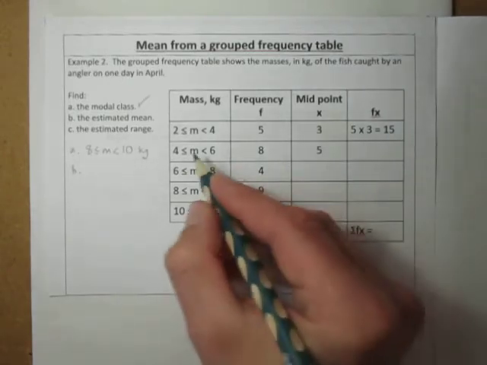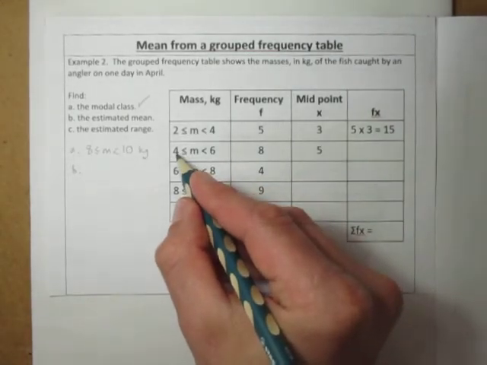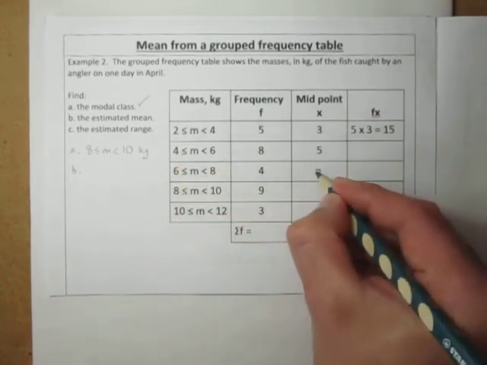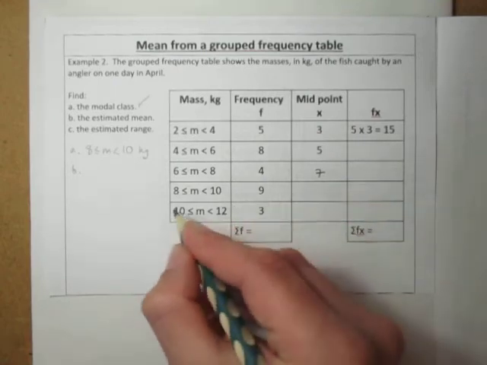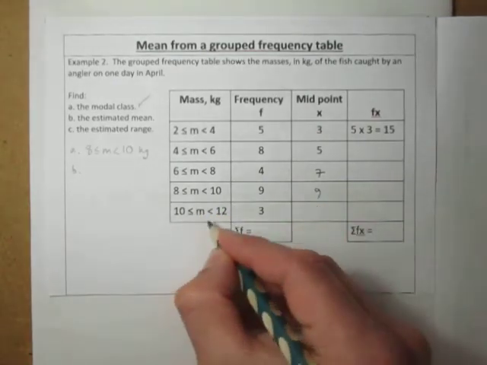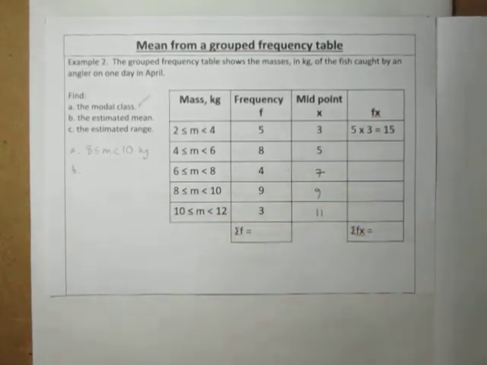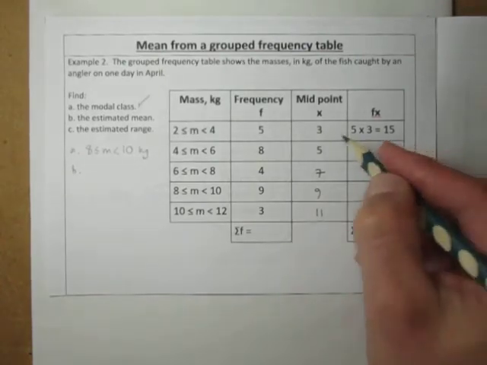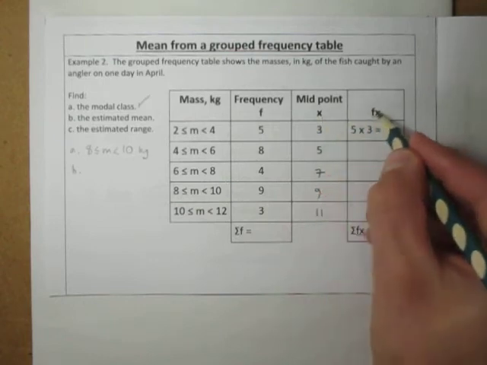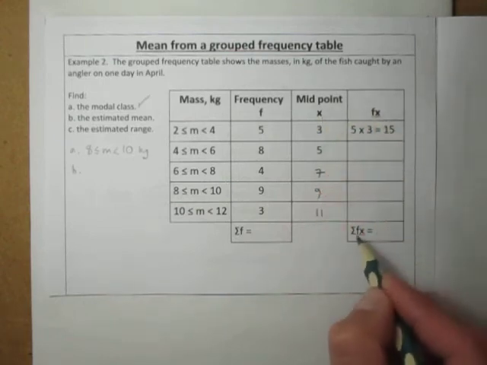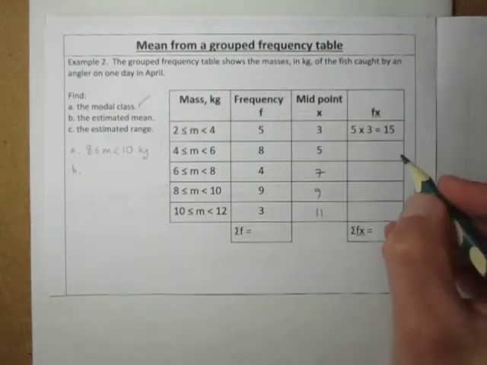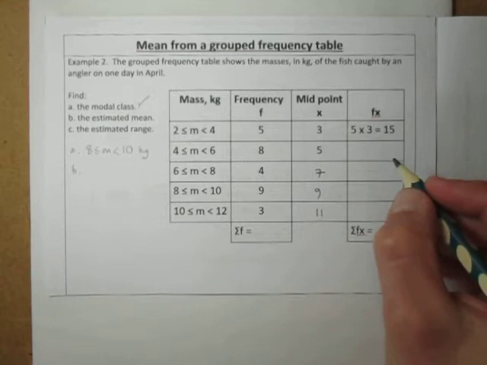So here, the midpoint of this class interval 4 to 6 is 5, 6 to 8, therefore the midpoint is going to be 7. 8 to 10, the midpoint is going to be 9. 10 to 12, the midpoint is going to be 11. So now we can calculate the value of f times x to complete this column, and then find the sum of f times x. In other words, the sum of the weights of all the fish that were caught.